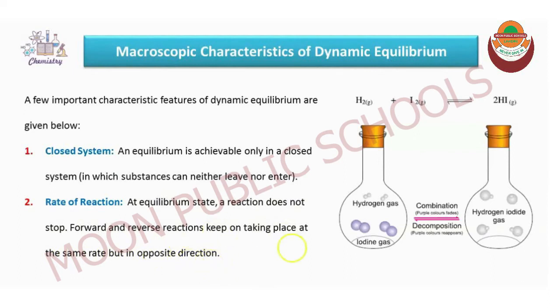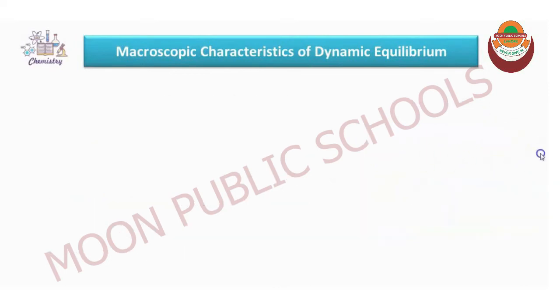The reactants will react to form product. Hydrogen and iodine will react to form products, and at a certain time, due to chemical conditions, the product will again decompose to form the previous reactants. So the double arrow is put between the reactants and products. That is the second condition, the second macroscopic characteristic: at the equilibrium point, the reaction does not stop.